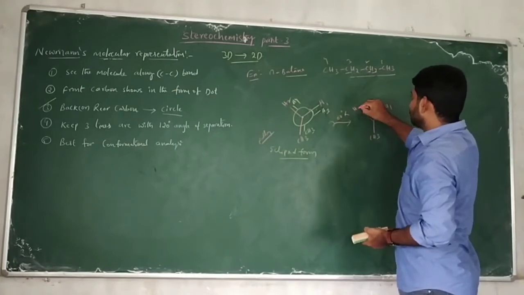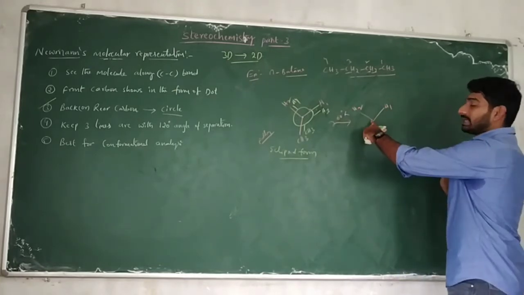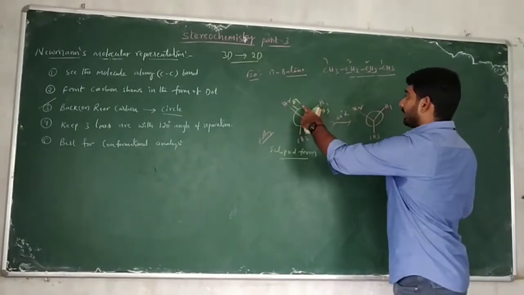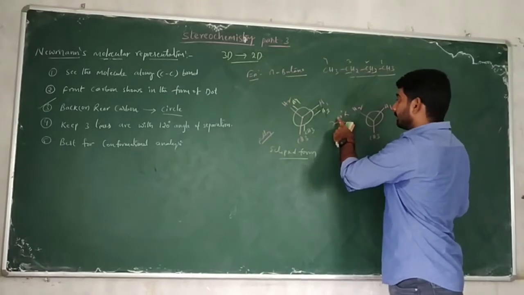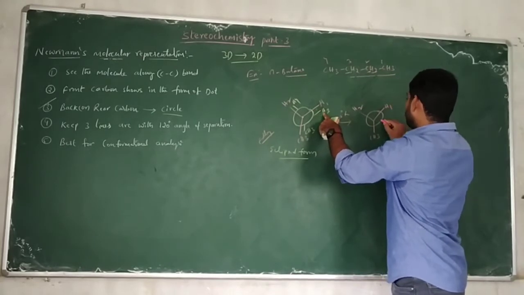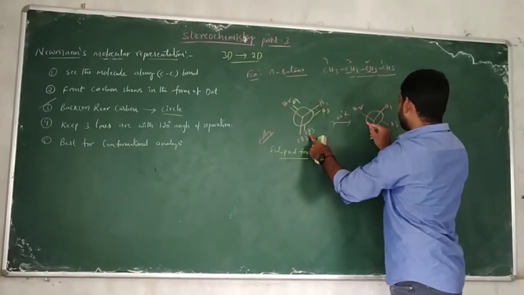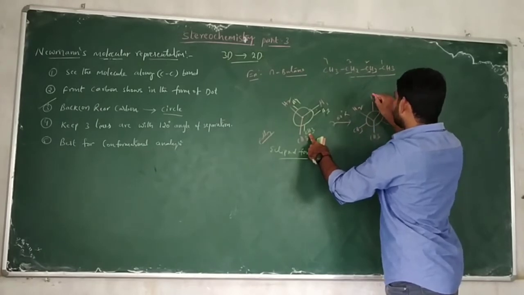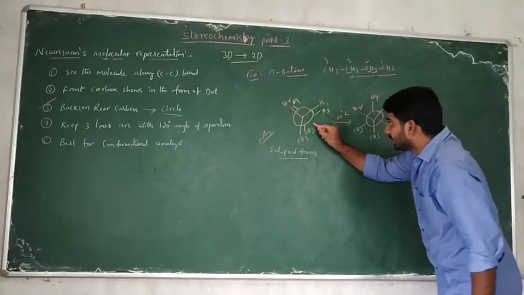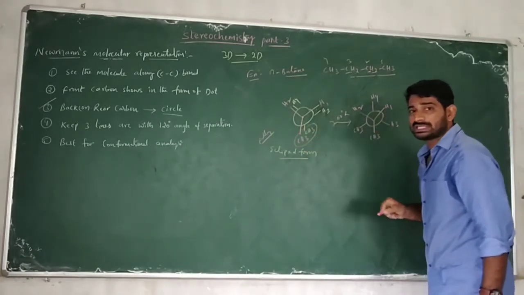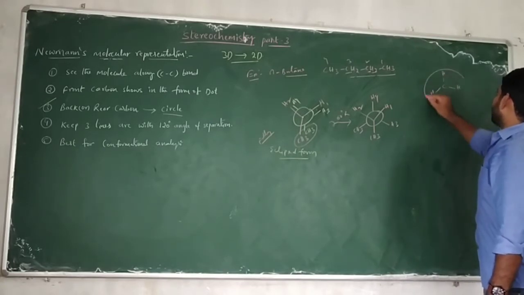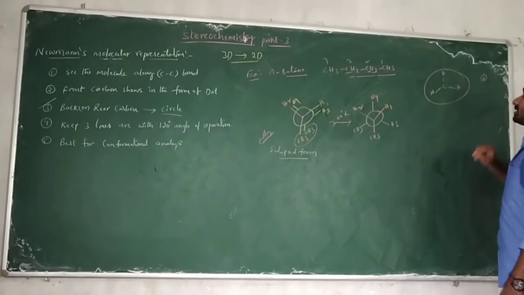CH3, H1 and H2. I didn't touch this front carbon. Now I perform rotation on the rear carbon, the second carbon. What is the angle of rotation? 60 degree rotation. Therefore this hydrogen will come exactly here, and this methyl group will come here, and the next one, H4. So see, initially, between bulky groups, is the methyl group a bulky group or not? Yes, the methyl group is a bulky group compared to hydrogen. Hydrogen is a small atom.